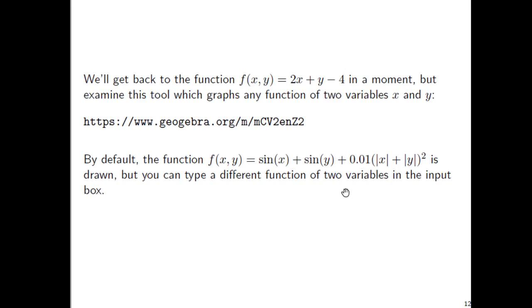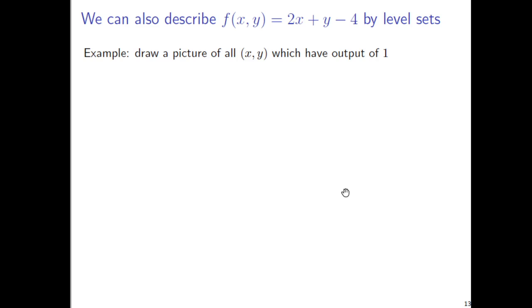But the picture is going to be three-dimensional because there's an x input and a y input, so those are your two input axes, and a z output. So here's the thing, we can also describe this same function by level sets. So for example, let's describe the inputs which have output 1, right? So again, the idea is you should first pick a specific output, like 1, and then we want to know when the z coordinate is going to be 1.